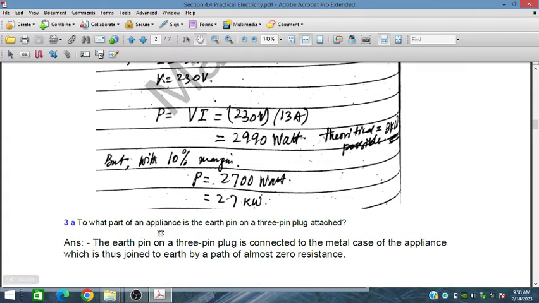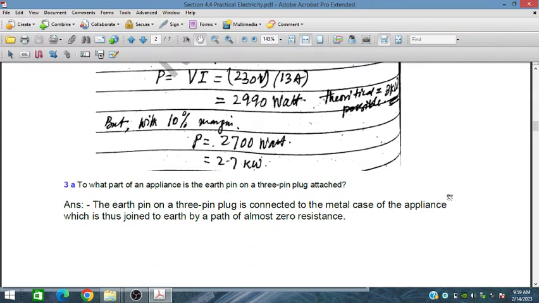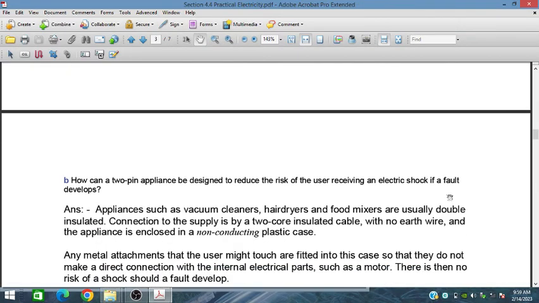To what part of an appliance is the earth pin on an electric 3-pin plug attached? The earth pin on the 3-pin plug is connected to the metal case of the appliance, which is thus joined to the earth by a path of almost zero resistance. Every 3-pin plug has one phase, one neutral, and one earth. The top one, or the largest size plug pin, is always used as the earth.